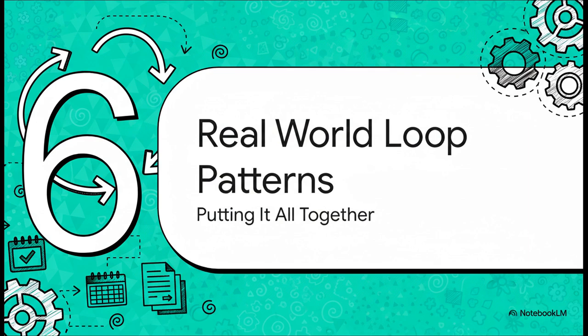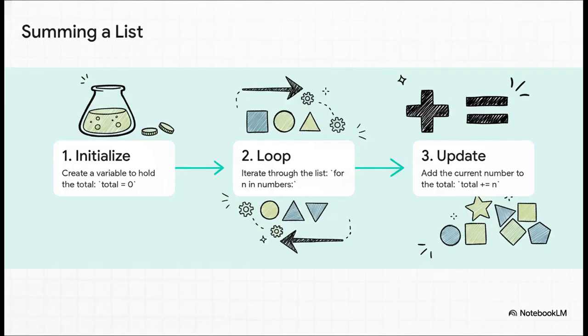Okay, theory is great and all, but let's see how these loops are used in some common, everyday programming patterns. This is where these ideas really start to click. A classic example is summing up a list of numbers. The pattern is pretty much always the same. First, you create a variable to hold your result, like total equals 0. Second, you loop through your list of numbers. And third, inside the loop, you just update your total with each number you come across. It's a simple but super powerful pattern you are going to use all the time.